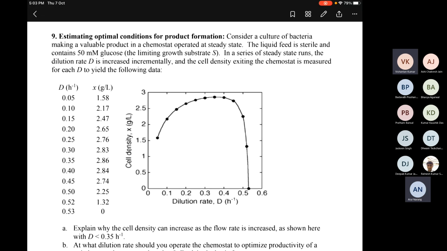It's written that explain why the cell density can increase as the flow rate is increased. But if we write it mathematically, for steady states in CSTRs, we write S equal to Ks into D by mu m minus D. So as D increases, S should also increase, that is, the residual substrate should increase. That's right. And then we write X equal to YSX into SF minus S. So ideally, SF minus S should decrease as S increases, and then X should also decrease.